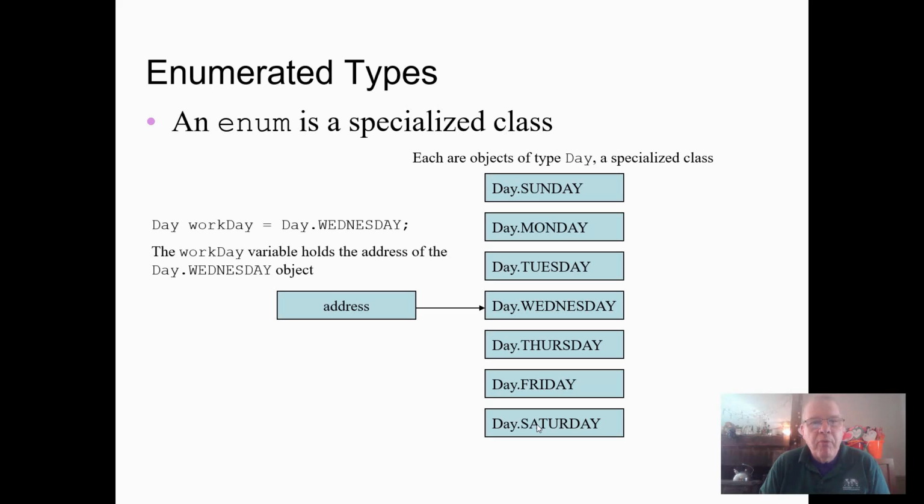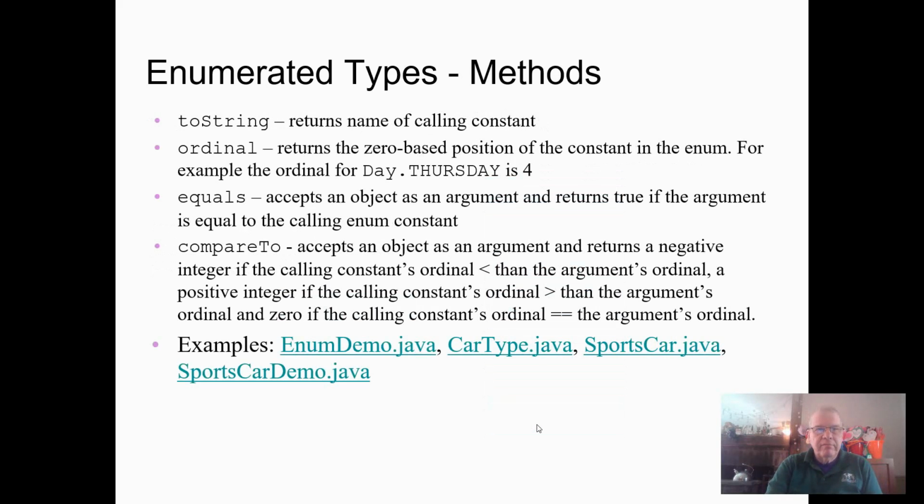And workday is an address that points to the fourth workday, Wednesday. So enumerated types have methods. They have a toString that returns the name. In other words, if you said workday.toString, it would return Wednesday after setting it to Wednesday.